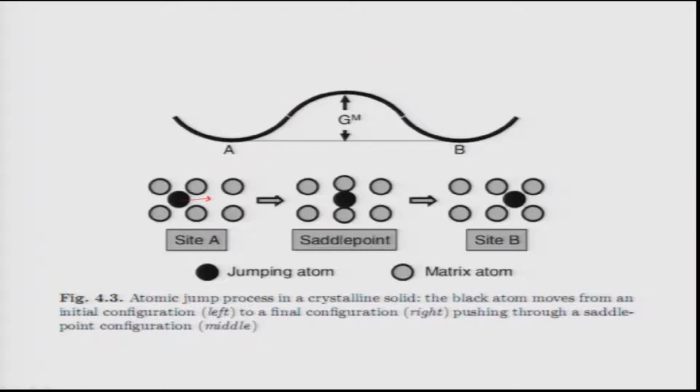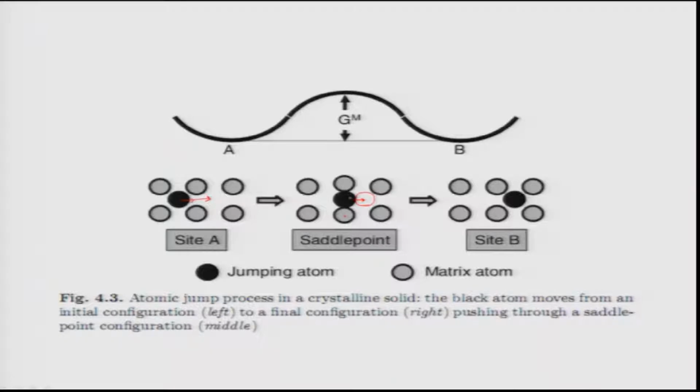So the black atom will push these grey atoms. That means it requires a certain barrier to cross, because pushing requires energy, and that is what is shown here. Once it pushes these two atoms, it crosses the barrier and then reaches this position very easily. So diffusion happens in discrete steps. First the atom moves to this position, then it pushes these atoms, the second step, and finally it reaches from here to there.